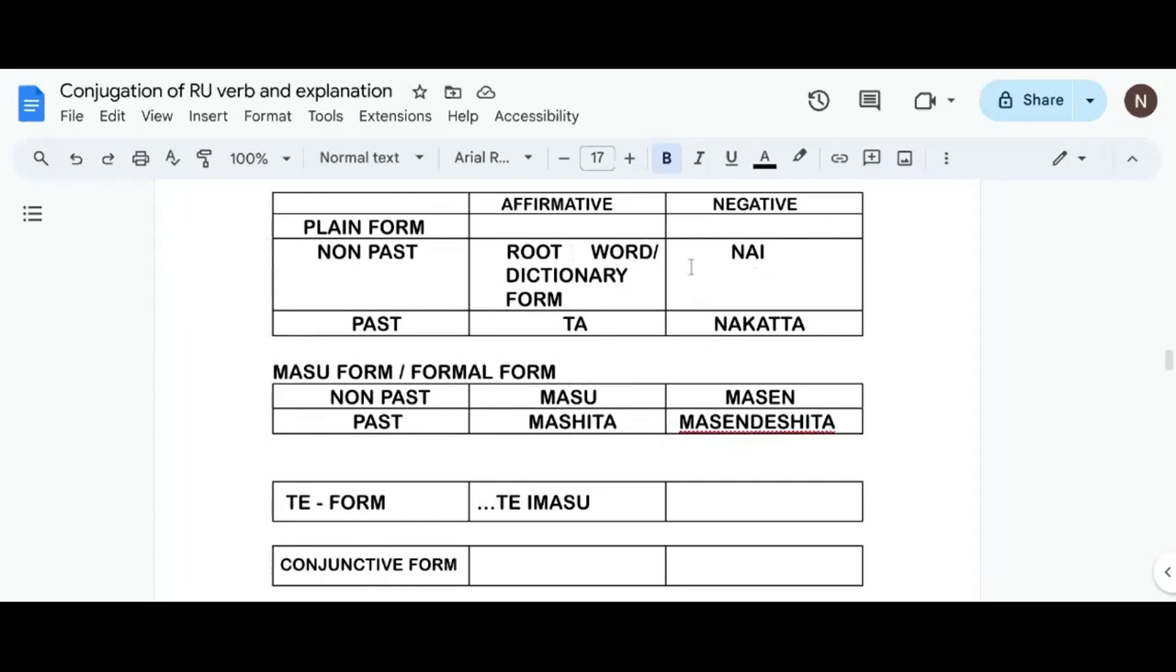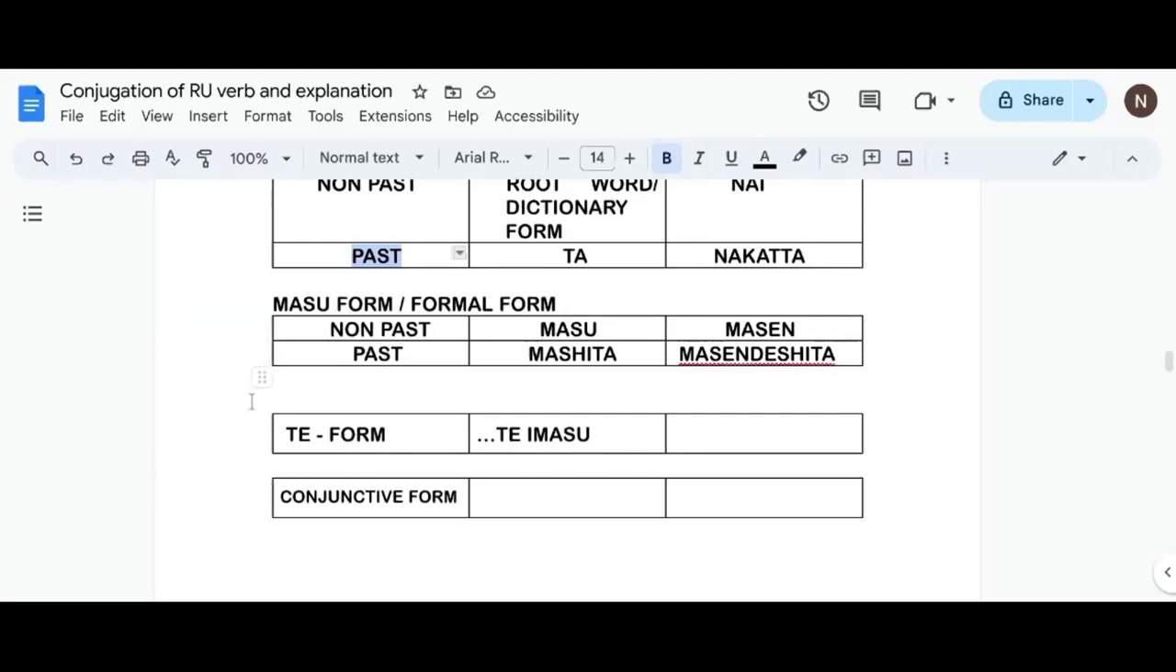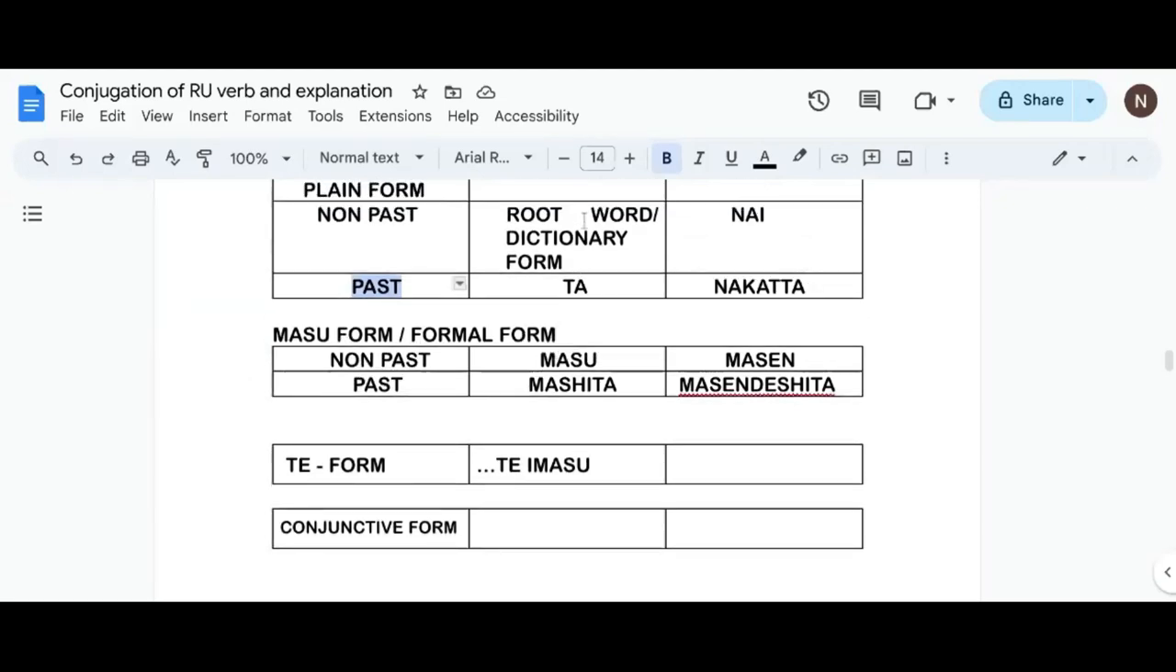In your casual way, under the original or the root word or the dictionary form, drop the ru, add the ta, it will become past tense. If you want to speak in formal way, again, drop the ru, add the masu, or mas, okay? And then for your past tense, again, under your formal or mas form, drop the ru, add the mashta. In the negative, masen deshta. This is your pattern.